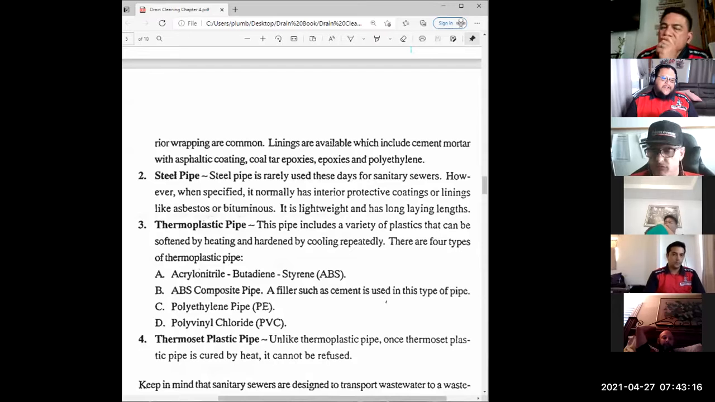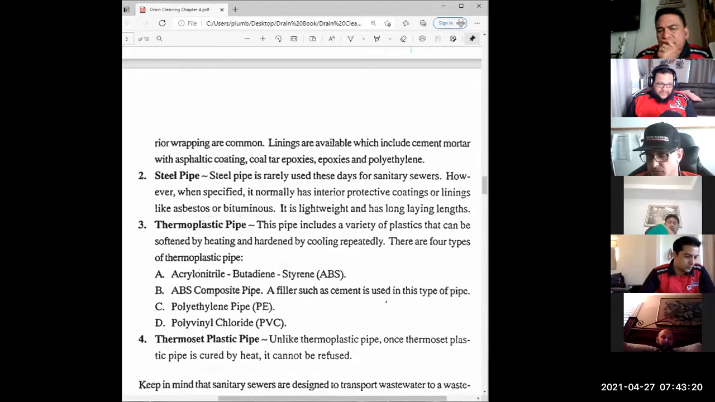But the next one here is the steel pipe, which is rarely used these days for sanitary sewers. However, the steel pipe normally has an interior protective coating or lining like asbestos or, I don't know what that is. Bituminous.